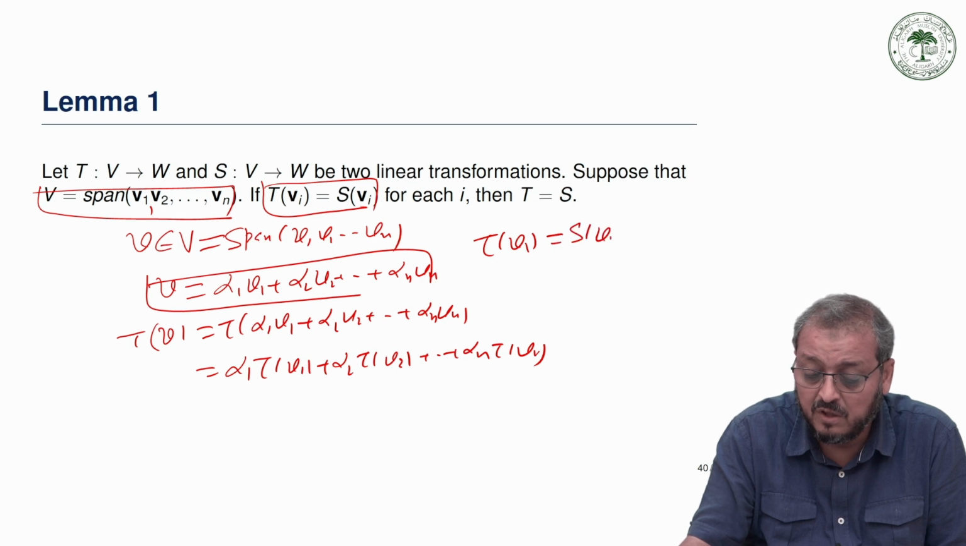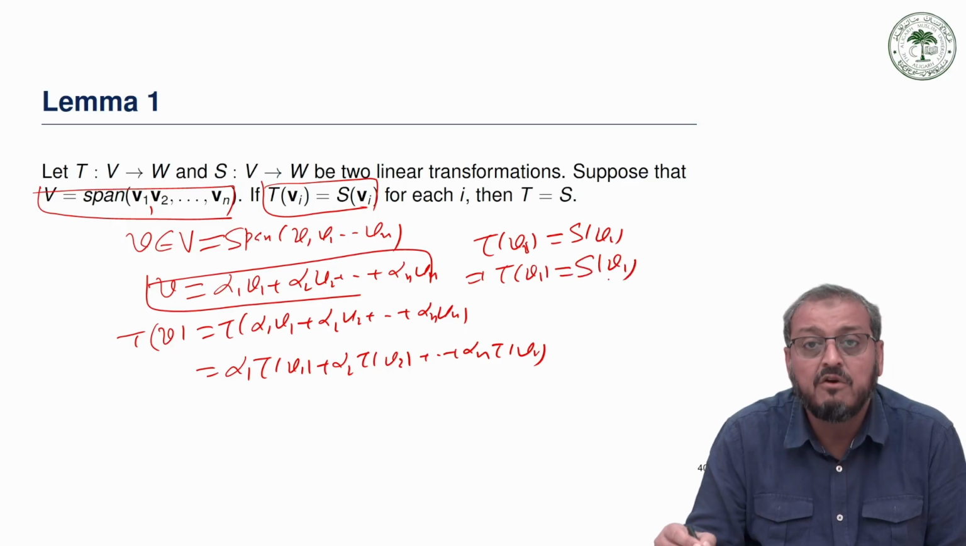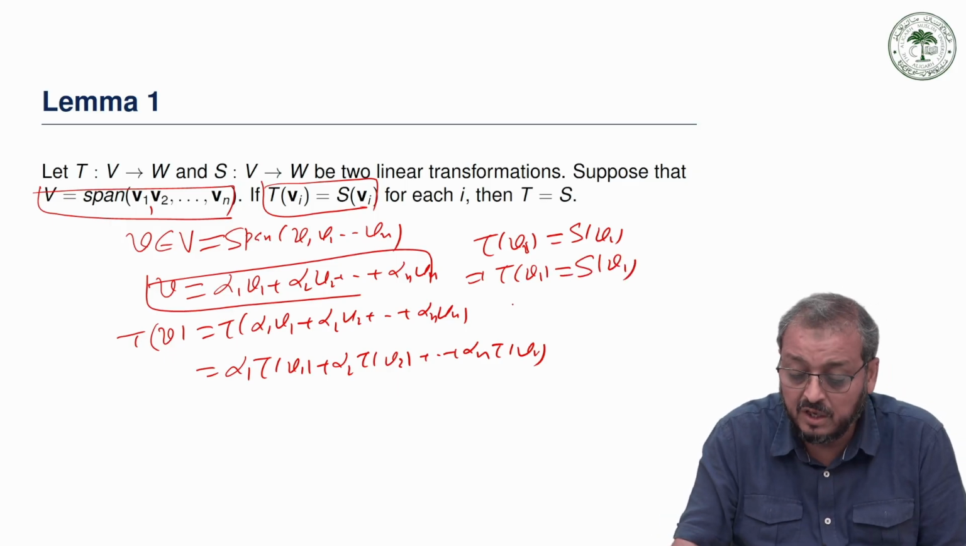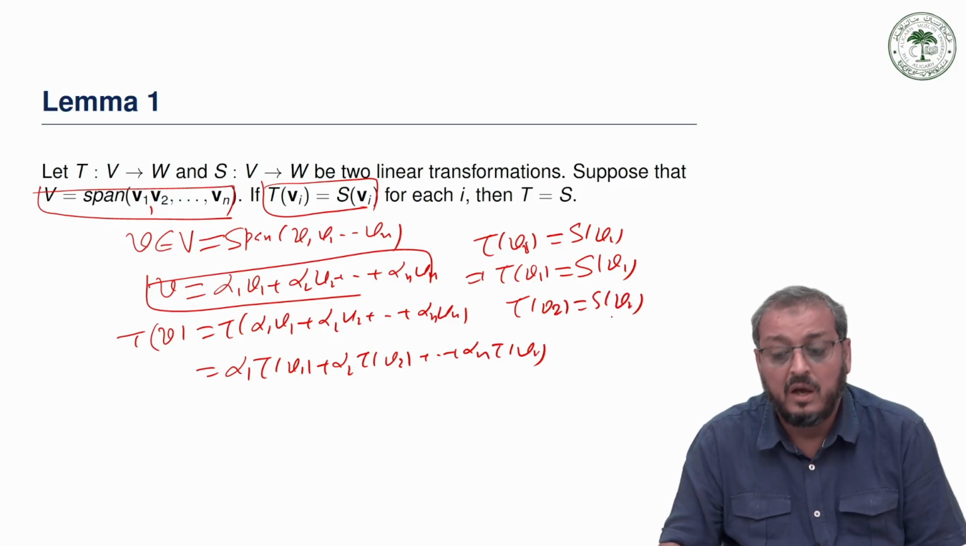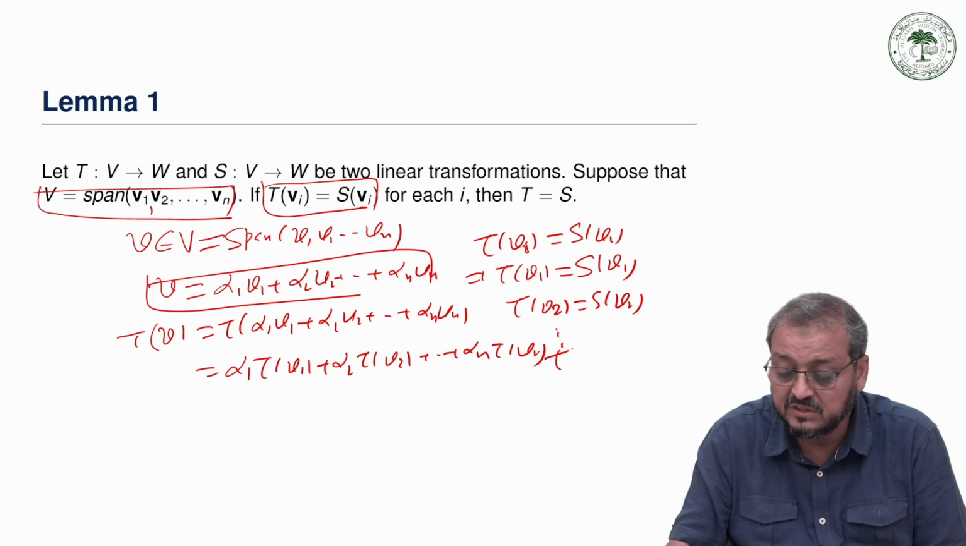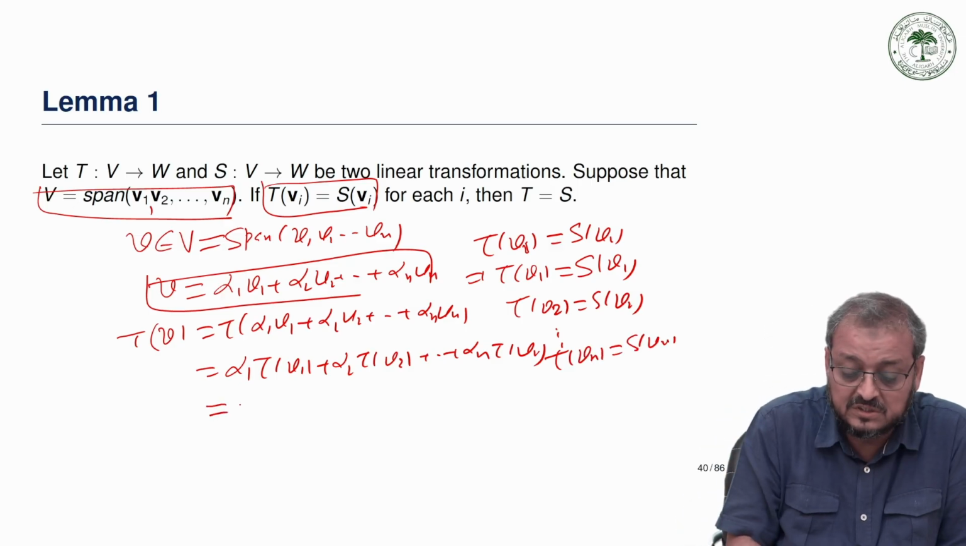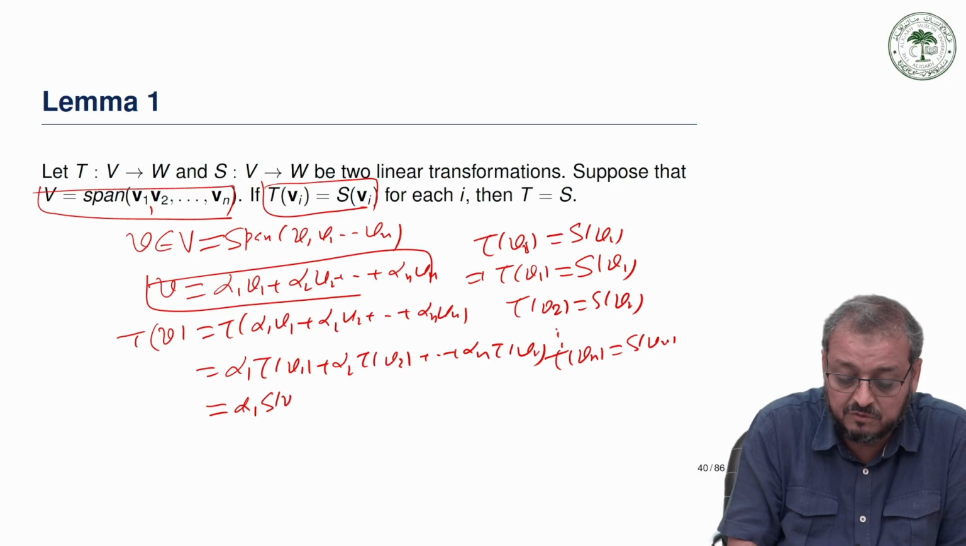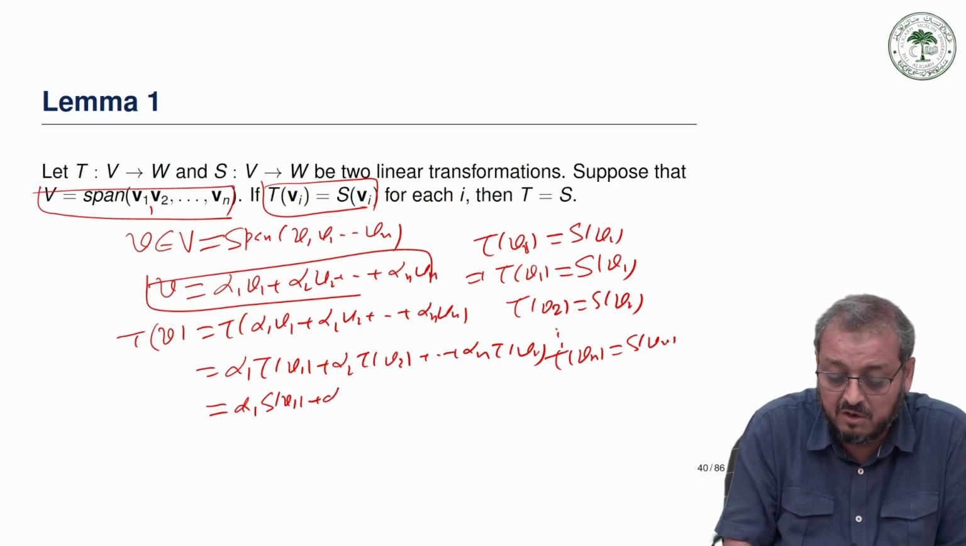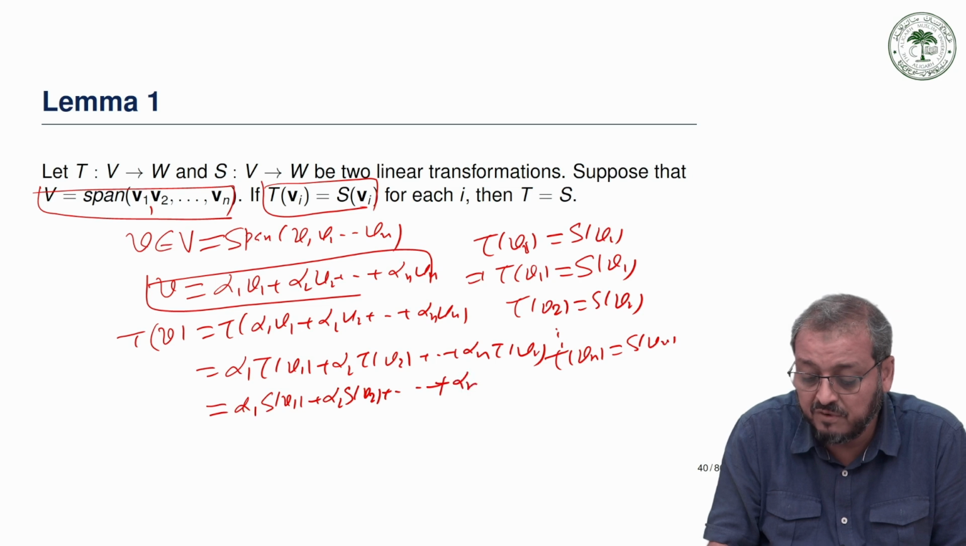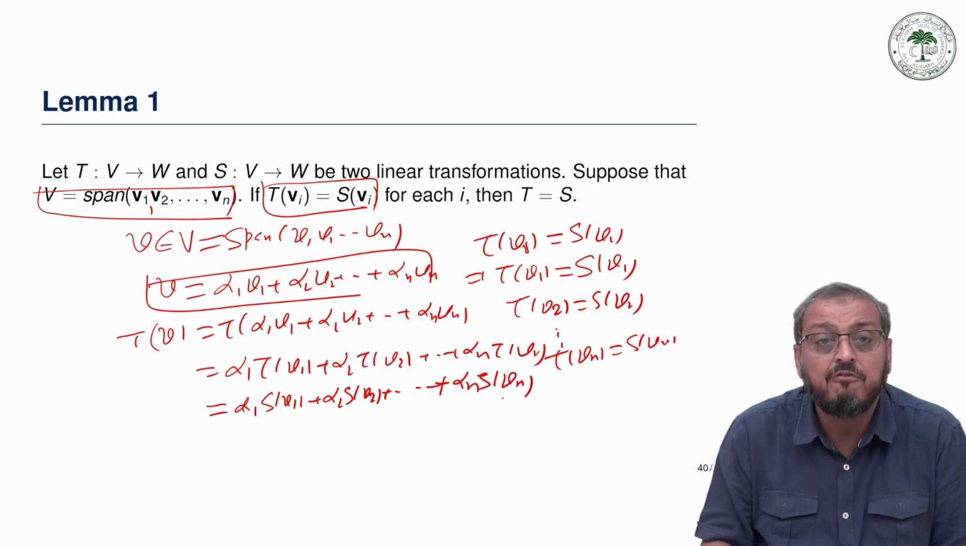and we are also given the condition that T of Vi is equal to S of Vi. This implies that T of V1 is the same as S of V1, and also T of V2 is equal to S of V2, and in a similar fashion we can say that T of Vn is equal to S of Vn. This means this can be written as alpha 1 S of V1 plus alpha 2 S of V2 plus so on plus alpha n S of Vn.